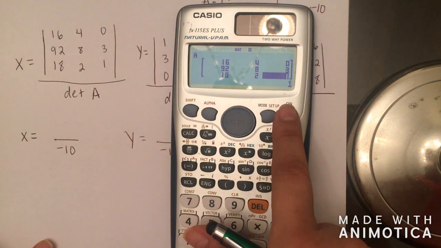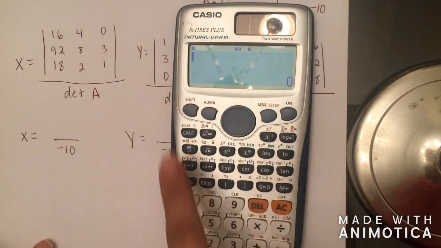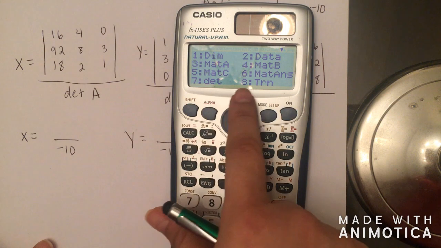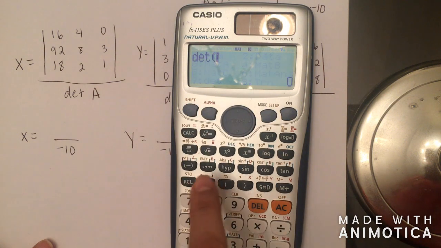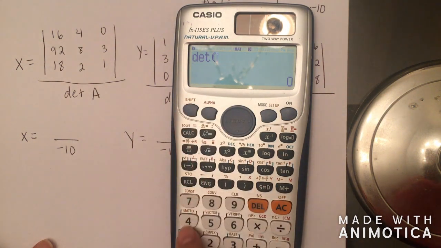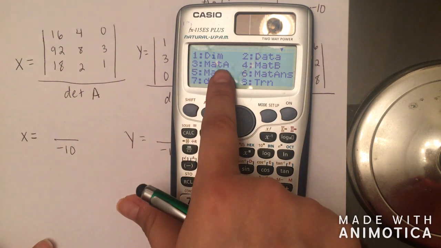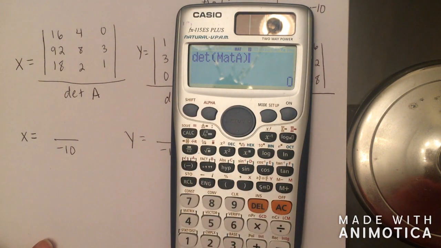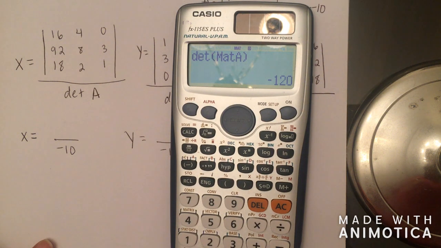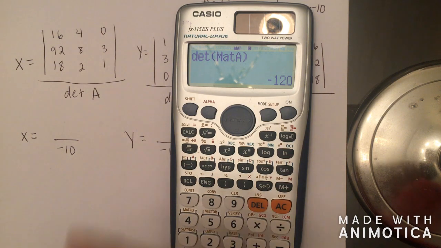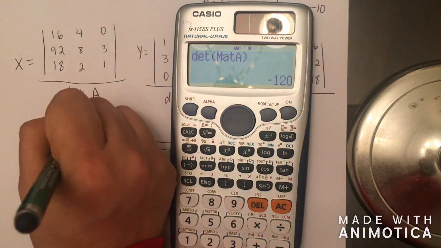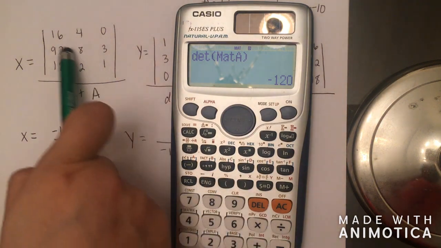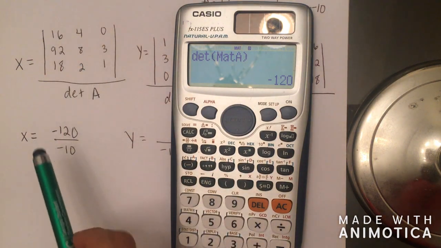And then I hit shift 4, and determinant, which is option 7, and I put it in matrix A, so shift 4, and now I'm clicking on 3. If you had chosen a different matrix, then you put that matrix there. So I get negative 120. So that is the determinant for this matrix.